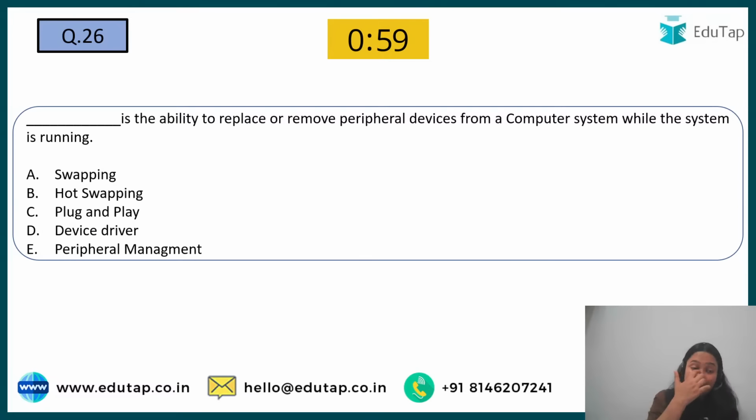Okay, then dash is the ability to replace or remove the peripheral device from a computer system while the system is running. That means I have not restarted the computer, I have not shut down the computer, and directly from the USB I am pulling the peripheral device. What is this process that will allow computer to keep running without getting disturbed? Is it swapping? Is it hot swapping? Is it plug and play? Is it device driver? Or is it peripheral management?